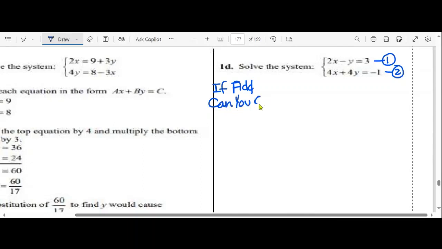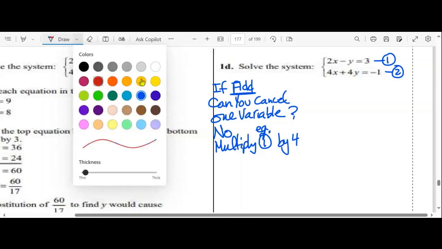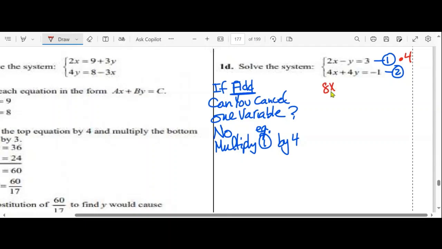Can you cancel one variable? The answer is no. So what should I do? I have to multiply, right? Multiply equation 1 by how much? By 4. Okay, so let's multiply 1 by 4. So what are you going to get? 8x minus 4y equal 12. What about the one in the bottom? Stay the same. 4x plus 4y equal negative 1.